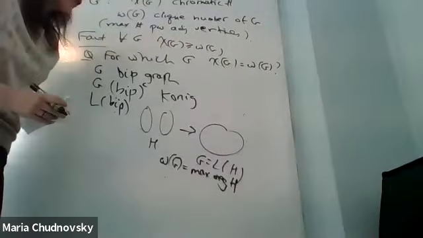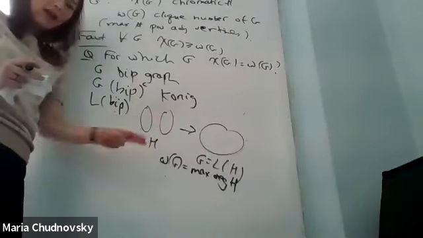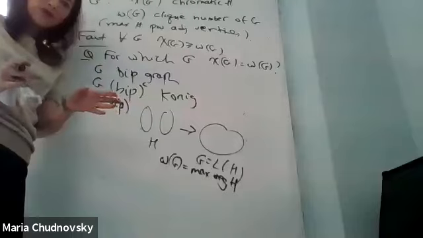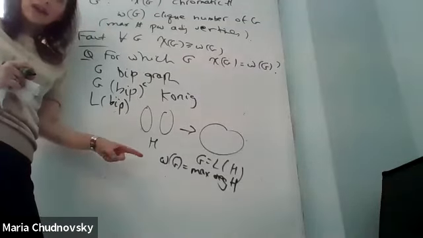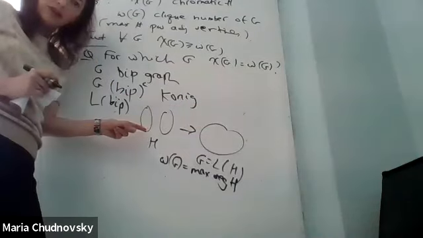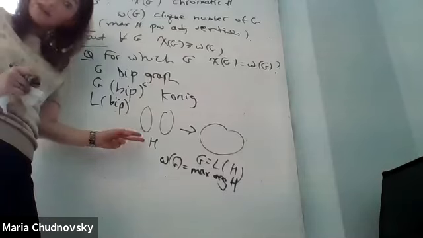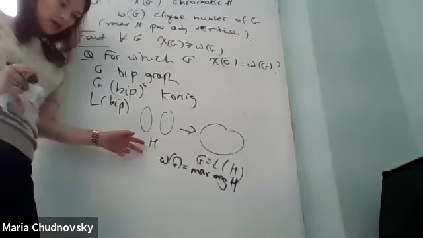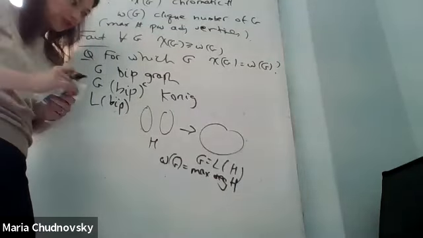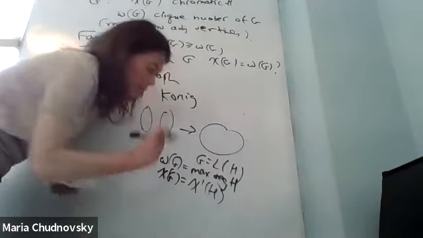Now, what about the chromatic number of G? What does it mean to color G? It means to cover the vertex set of G with stable sets, with sets of vertices with no edges between them. What does it mean in H? It means to cover the edges of H with matchings, right? A stable set in G is a matching in H, and I'm asking how many matchings you need to cover the edges of H. Well, there's a name for it. That's the chromatic index, the edge chromatic number of H. Chi of G is chi prime of H.